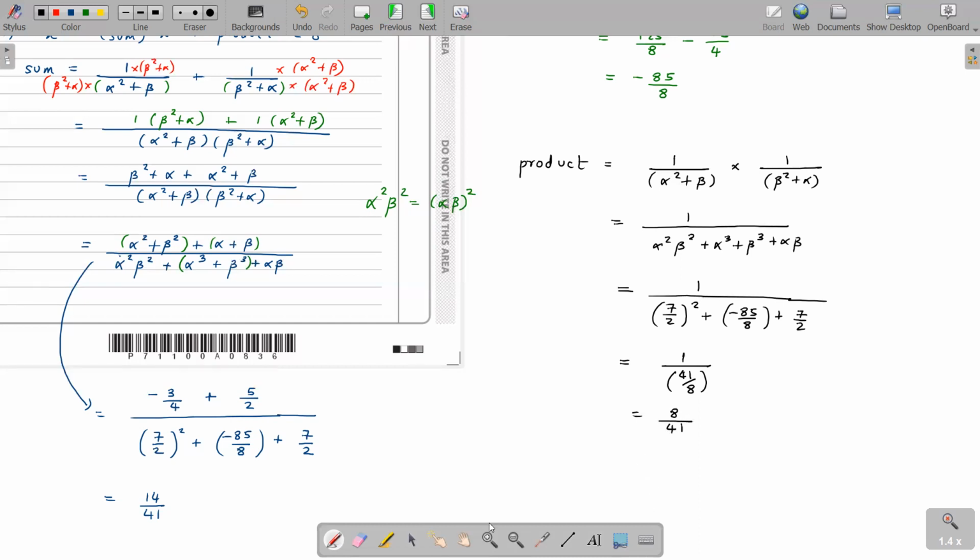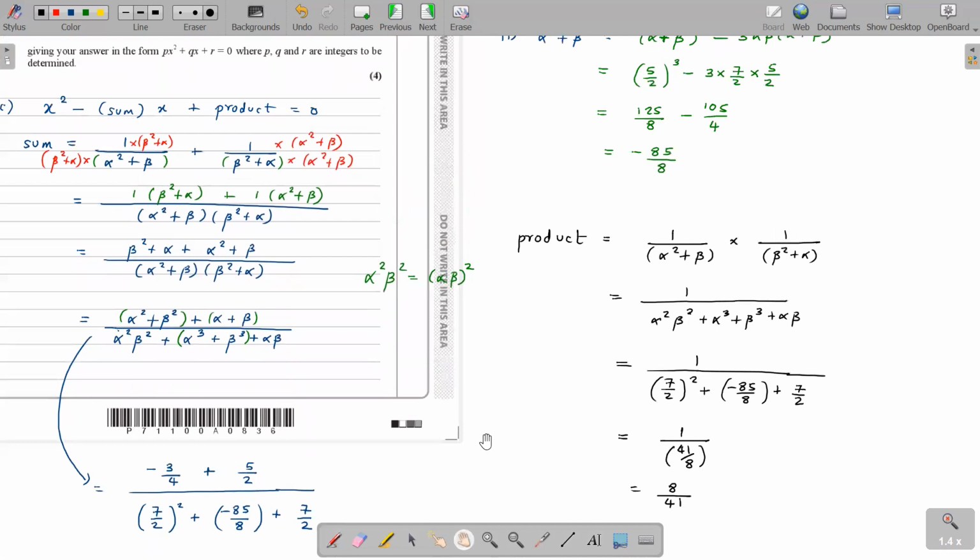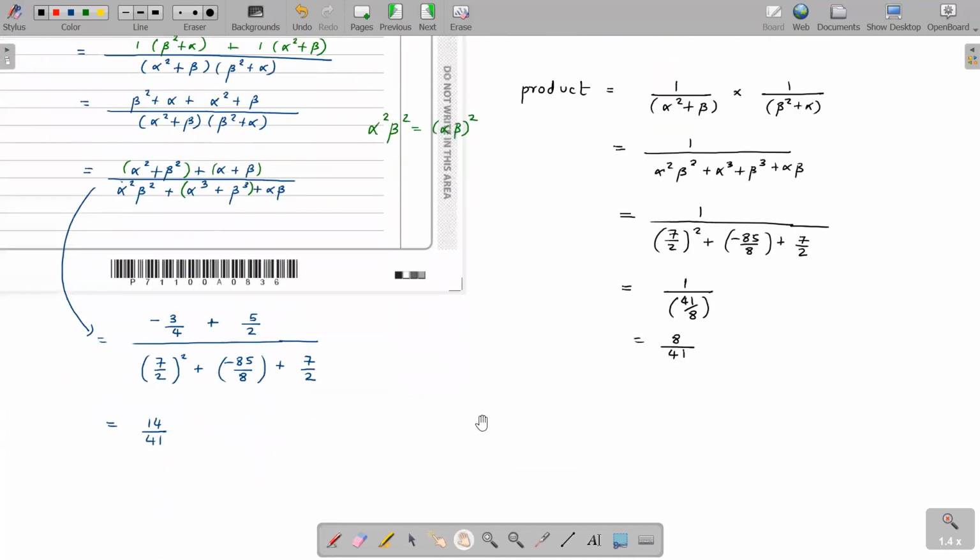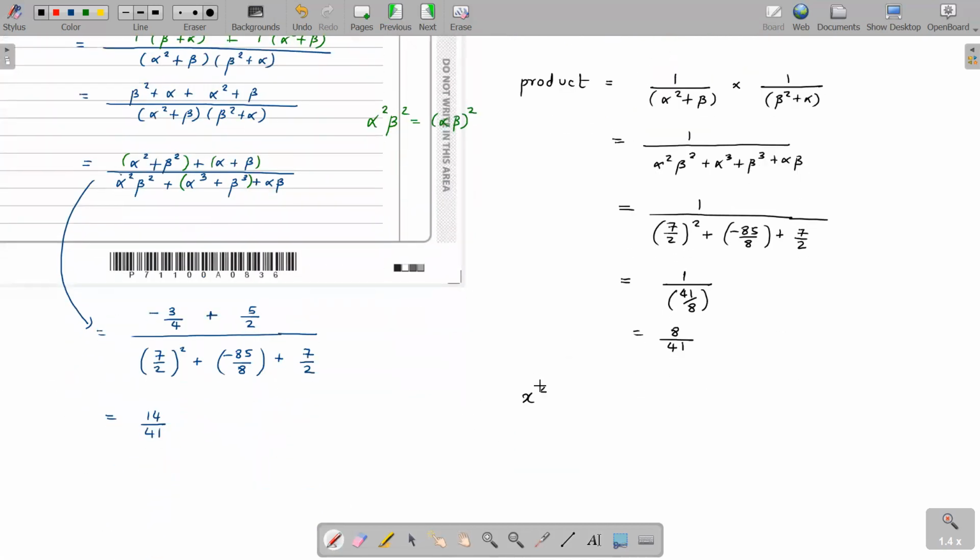Okay, so now it's time to write our quadratic equation. So write the quadratic equation, x square minus sum of roots times x plus product. So fill in the values. X square minus sum of roots, which is 14 over 41, times x, right? Plus product, 8 over 41, equals 0.